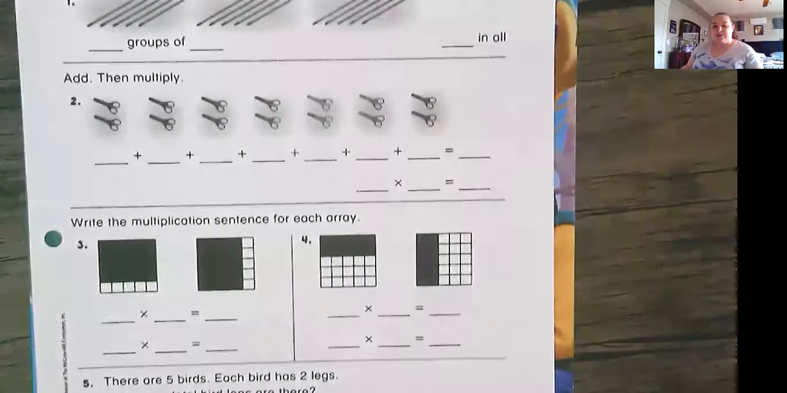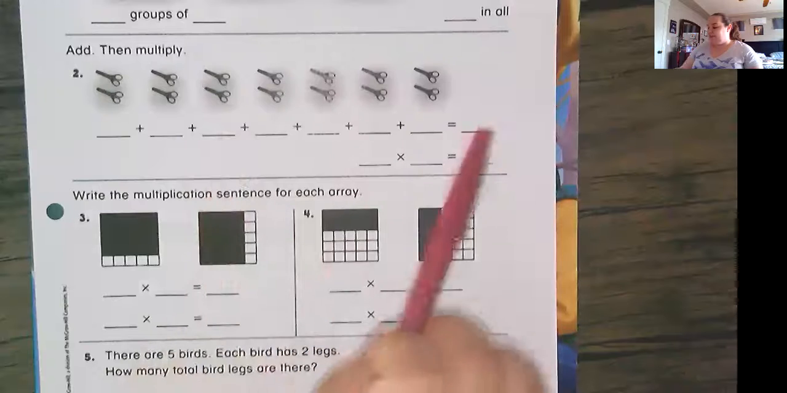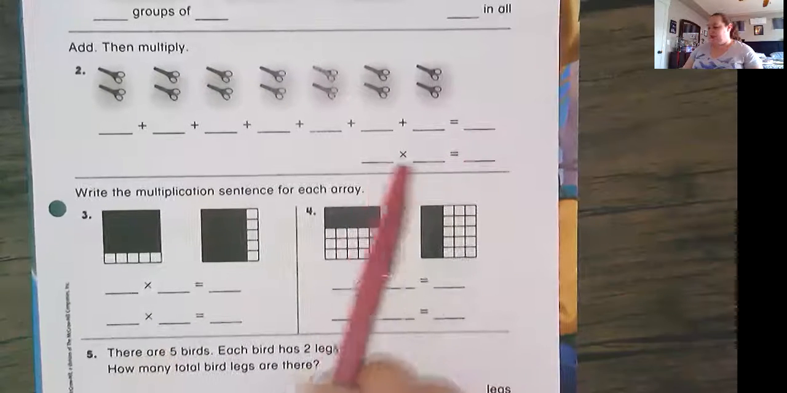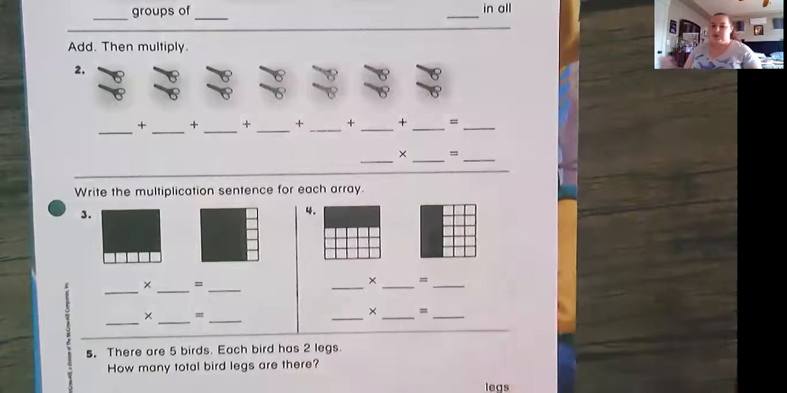Number 2, you've got some repeated addition going on. Write your repeated addition and your answer, and then your multiplication sentence. Just a reminder, your multiplication sentence will have the number of groups times how many in each group equals the total number. These two numbers should match up.